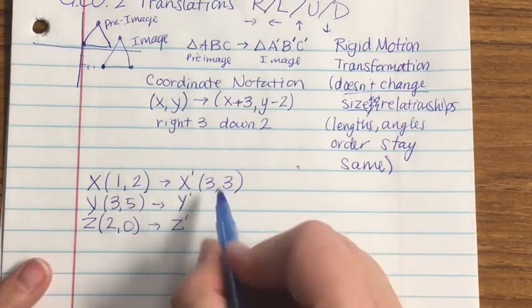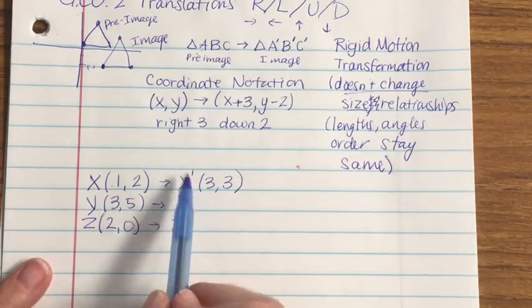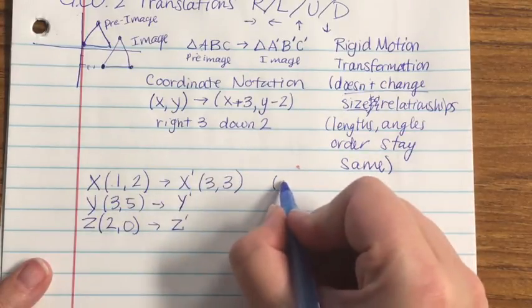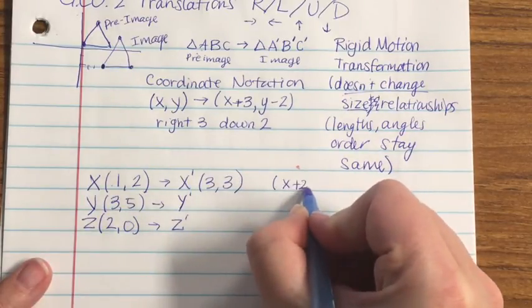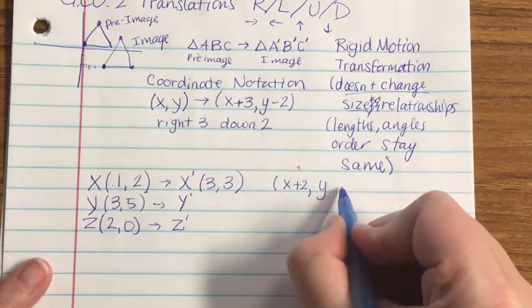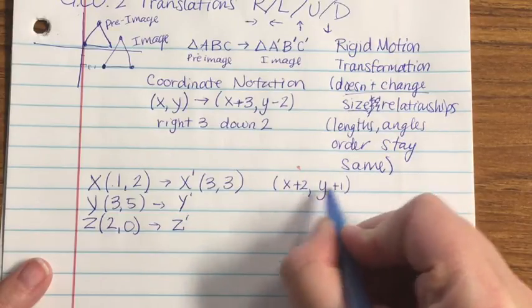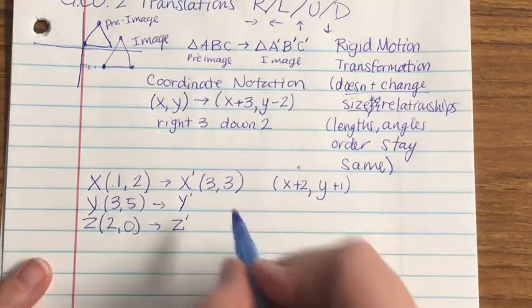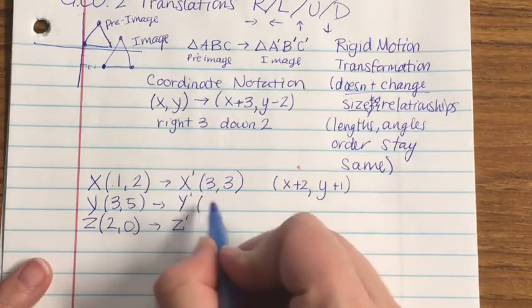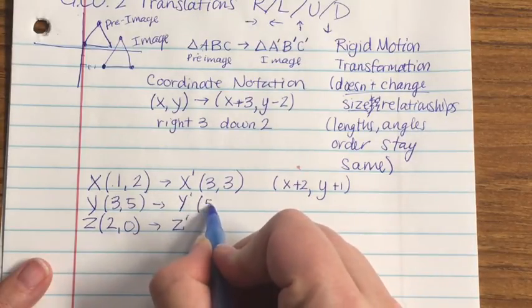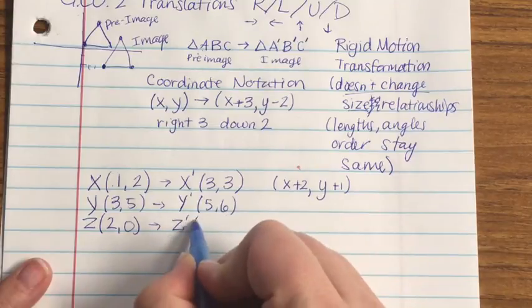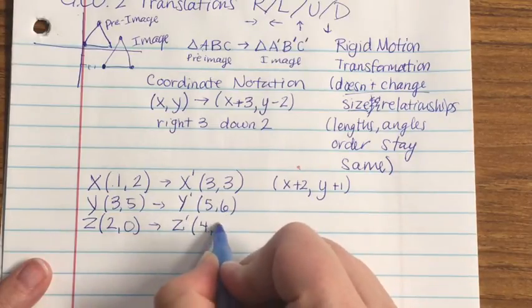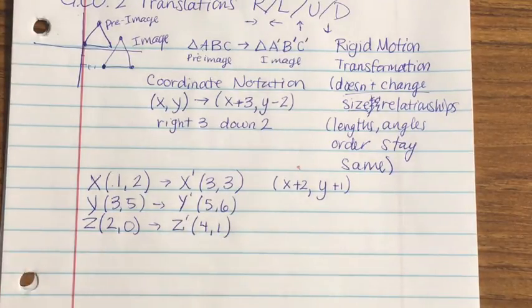So what did I do to the x's? Add 2. I like to go over here and say x plus 2, and then what do I do to my y's? Add 1. So we're going to add 2 to all the x's and 1 to all the y's. What is y prime going to be? (5, 6). And then z prime is going to be (4, 1). And that's what you'll have to do.